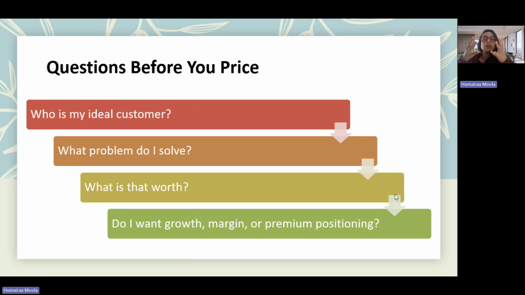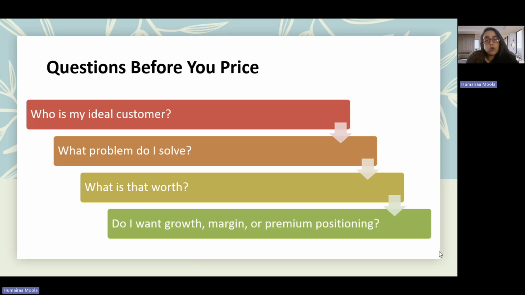So, questions to ask before pricing. If you are reviewing your pricing, here are some better questions that you can ask. Need to ask yourself, who is my ideal customer? What problem am I solving? What is that solution worth to the customer? What are my real costs? So my real costs of providing this product or this service. What are competitors charging? And does that actually make sense for my business?